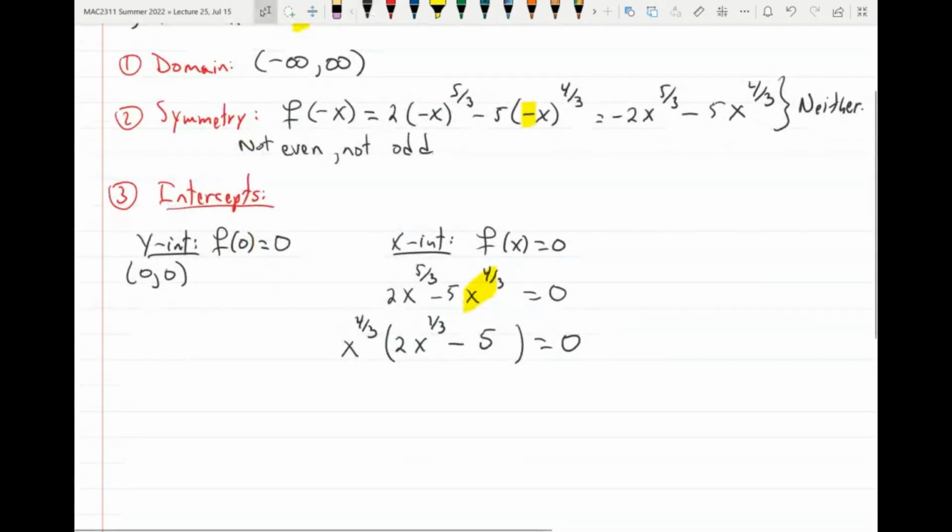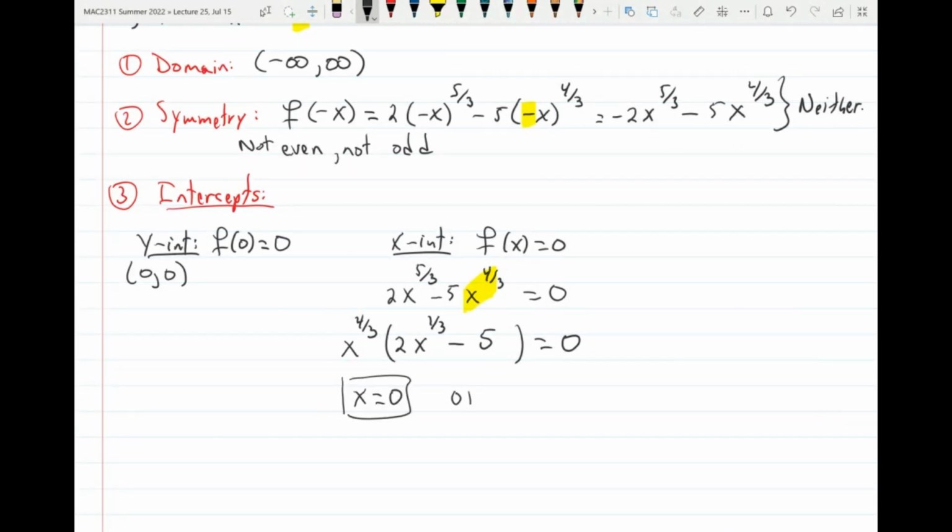Okay, so now using the zero product rule, we get 2 solutions, right? So x to the 4/3 equals 0. That means x is equal to 0. So that's one x-intercept. And then another solution is x to the 1/3 equals 5/2, right? So that means that x, by cubing both sides, is going to be, what is it? 125/8. That's 5 cubed over 2 cubed.